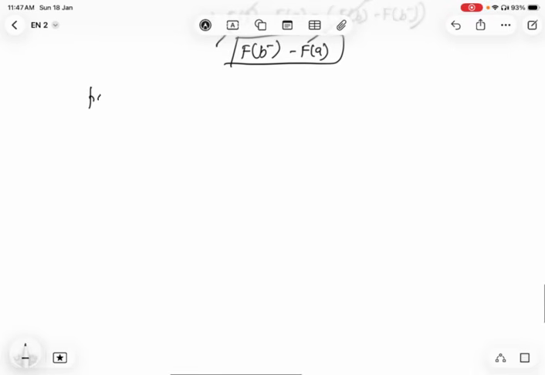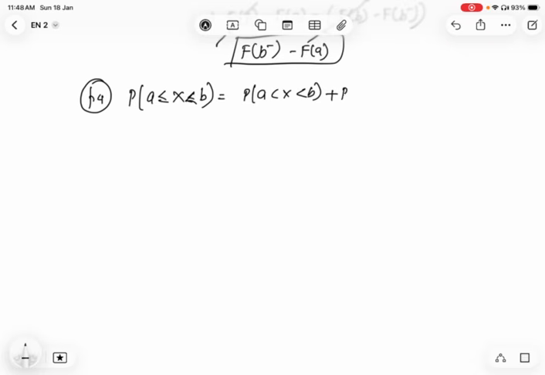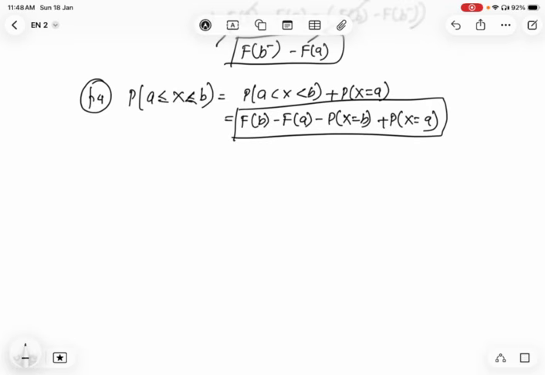Then property 4, that is P(a ≤ X < b), that is equal to P(a < X < b) + P(X = a). How can we write this? We can write this as F(b-) - F(a) + P(X = a), which gives F(b-) - F(a-). So this is the formula.